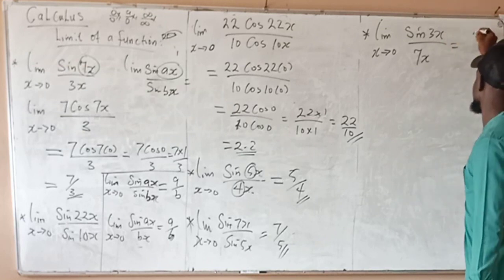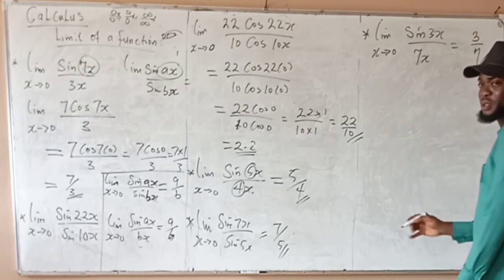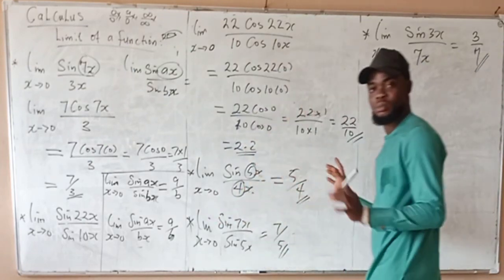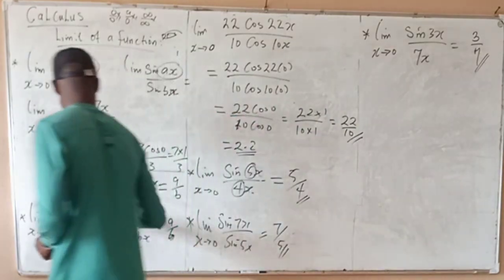Okay, the answer is going to be 3 over 7. That's going to be the answer. Now, again, it must be x approaches 0. And that's the last thing. It must be x approaches 0.